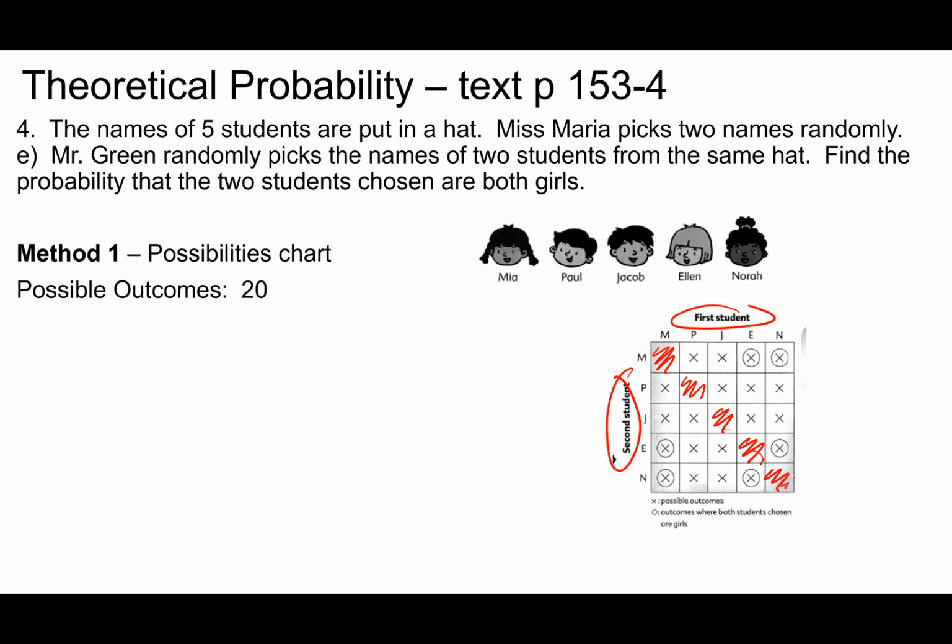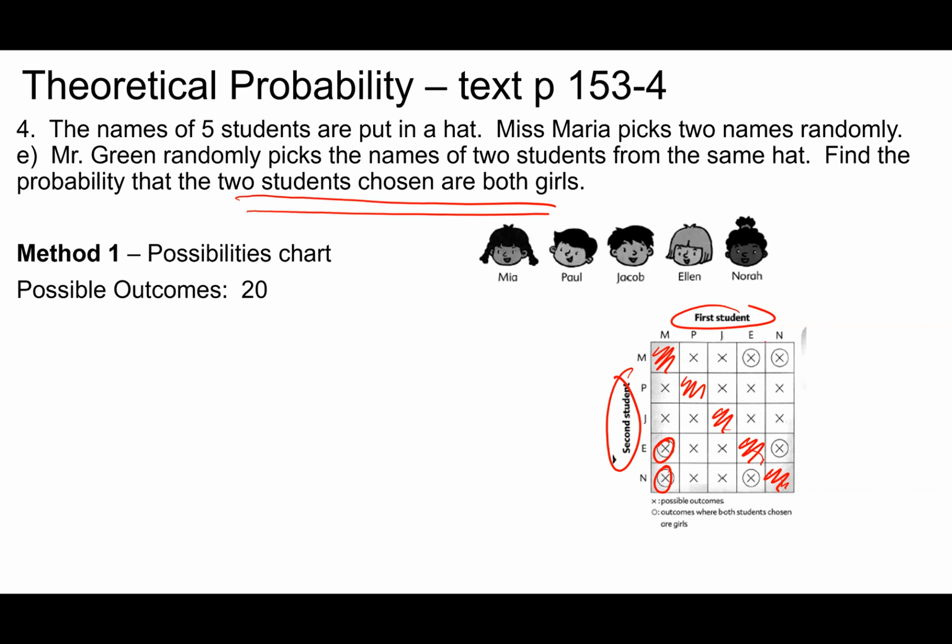Now we need to go through and circle the actual possibilities. Let's start here with Mia being the first student. Mia and then Paul, is that a possibility? Mia and then Jacob? The question is, find the probability that the 2 students chosen are both girls. How about Mia, Ellen? Yeah, so we would circle that one. Mia, Nora? Yeah, we would circle that, okay? And then we would skip Paul and Jacob's row because they're not girls. So we don't have to look at that row.